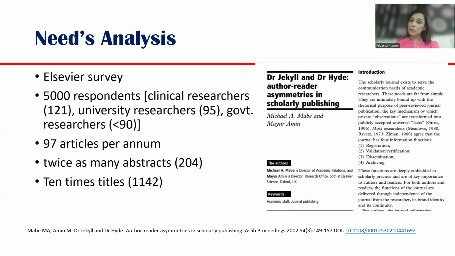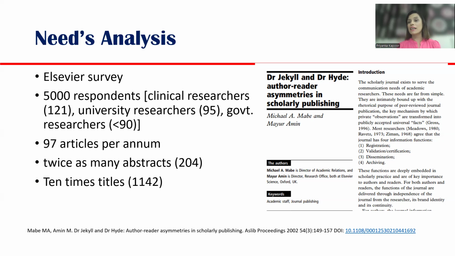Of 5,000 respondents that were asked how they were reading the articles, it was seen that only 97 articles were read per annum by these respondents, total articles, the complete articles. But if you talk about the abstracts, since we're talking about title and abstracts, twice the number of abstracts were read, and even 10 times more the titles were read. So, what does it indicate?